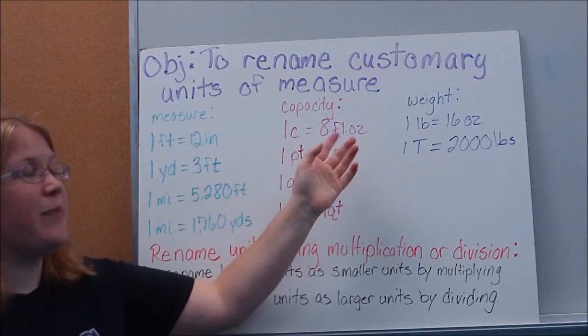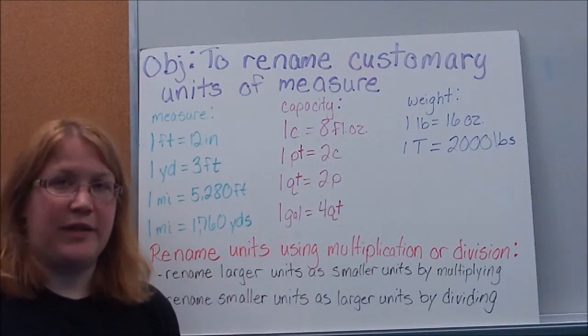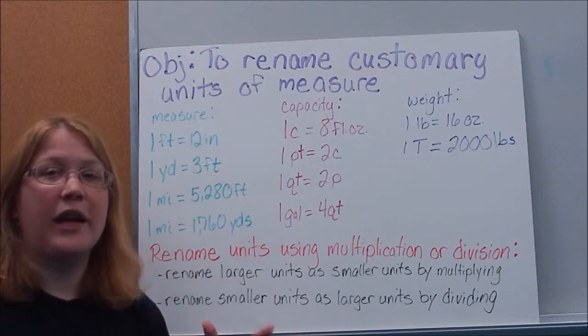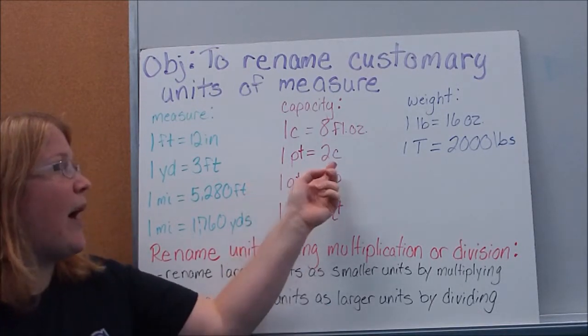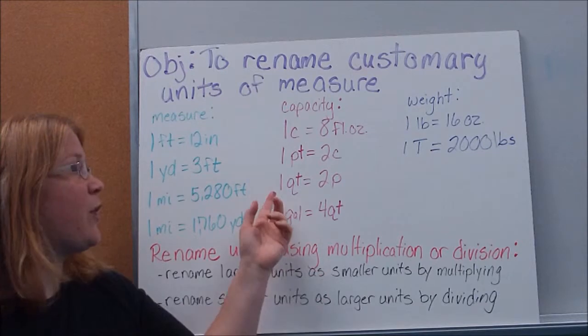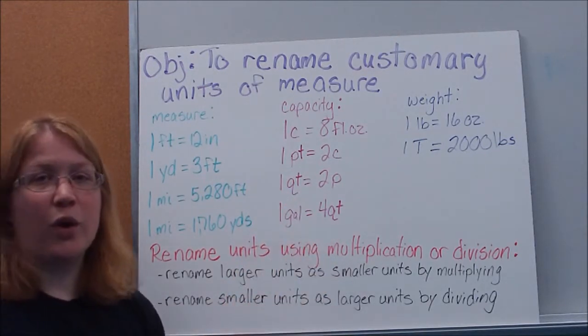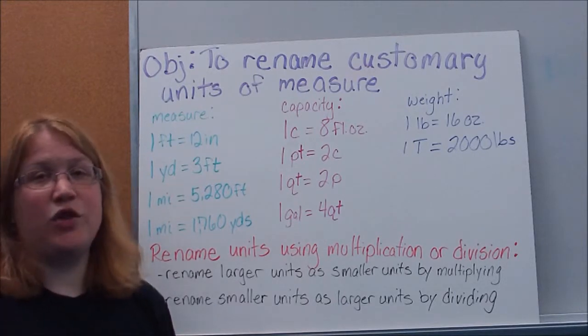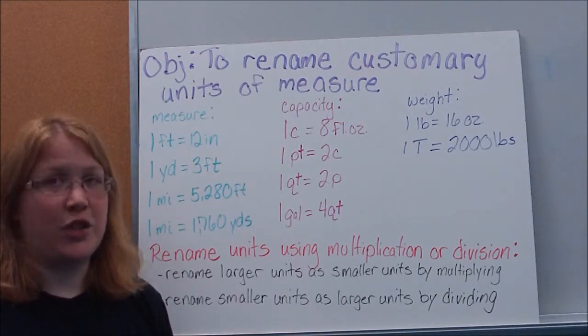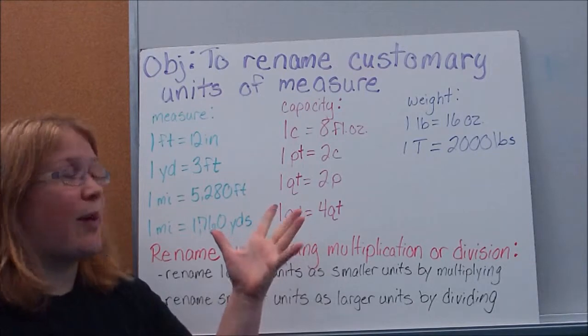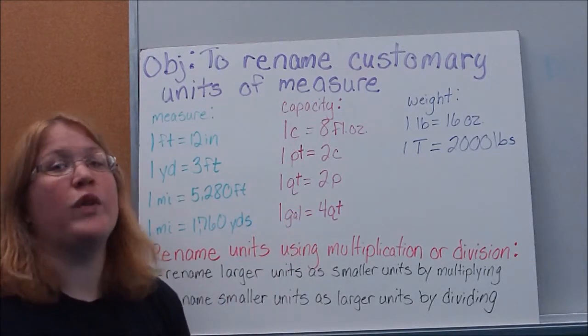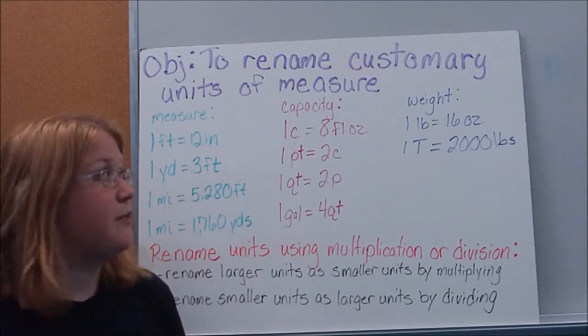So 1 cup is equal to 8 fluid ounces, meaning if I have 8 fluid ounces of something, I can say I have 1 cup. 1 pint is equal to 2 cups. 1 quart is equal to 2 pints. And 1 gallon is equal to 4 quarts. These are things that you should know, and we did talk about them last year in 6th grade. So remember, those you should be learning. You should know these conversions here.